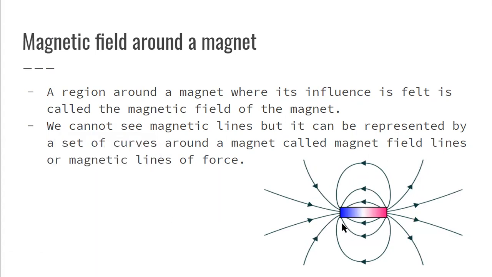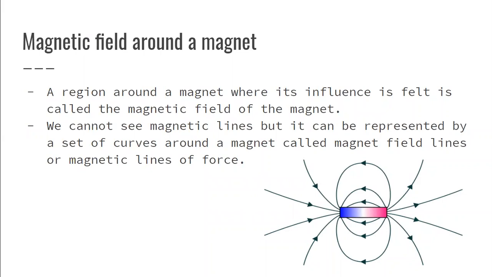See here, this is a bar magnet that I have taken, and these are the lines which we call the magnetic field. But can we see this magnetic field or these magnetic lines? No, we cannot see them, but they are represented by a set of curves, 1, 2, and so on. You can find these around a magnet, and they are called magnetic field lines or magnetic lines of force.